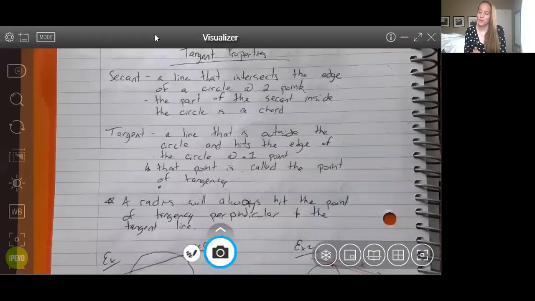And then a tangent, we already do have this definition, but just to remind you, a tangent is a line that is outside of the circle and hits the edge of the circle at 1 point. That 1 point where the tangent line hits the edge of the circle is called the point of tangency. If you draw a radius from the center of the circle to the point of tangency, then the radius will be perpendicular to the tangent line. And that is an important rule to remember.